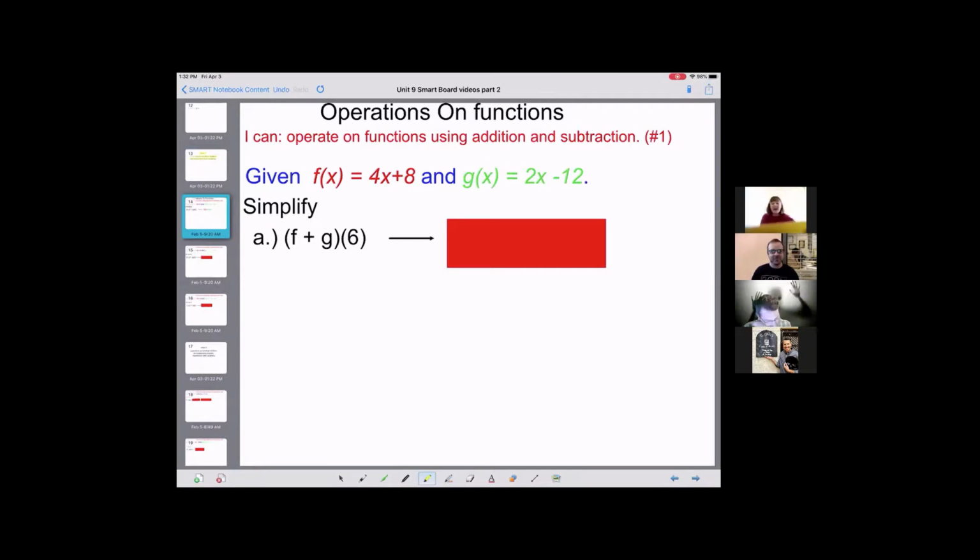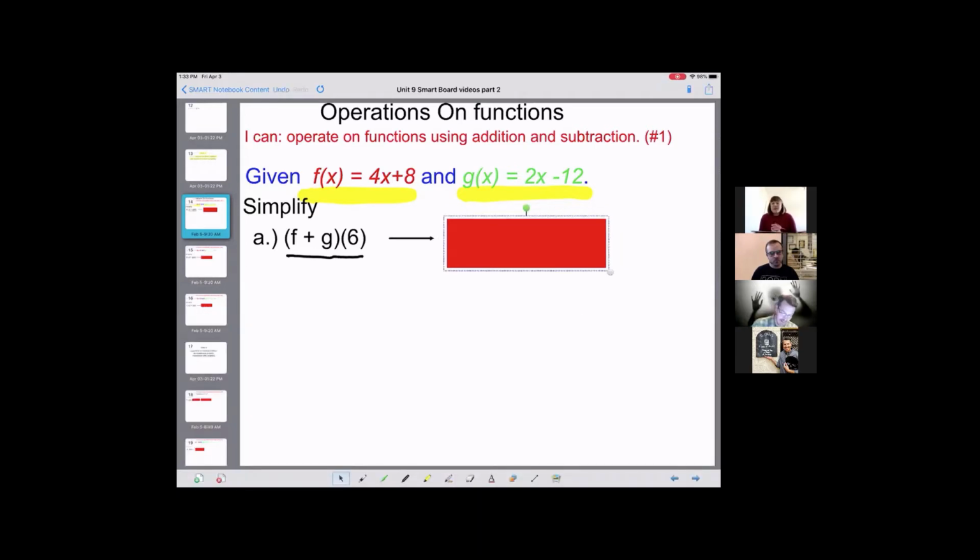We have two functions. We have f of x equals 4x plus 8, that's our red function, and g of x equals 2x minus 12, that's our green function. Remember, f and g are just the names of the functions. For the first time, we're going to be adding functions together. So for part A, we have f plus g of 6. We're going to do f of 6 and g of 6. We're going to add them together.